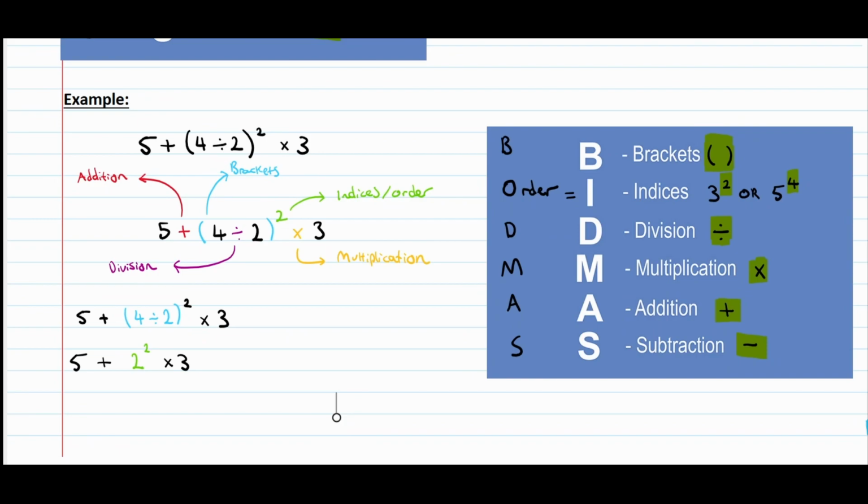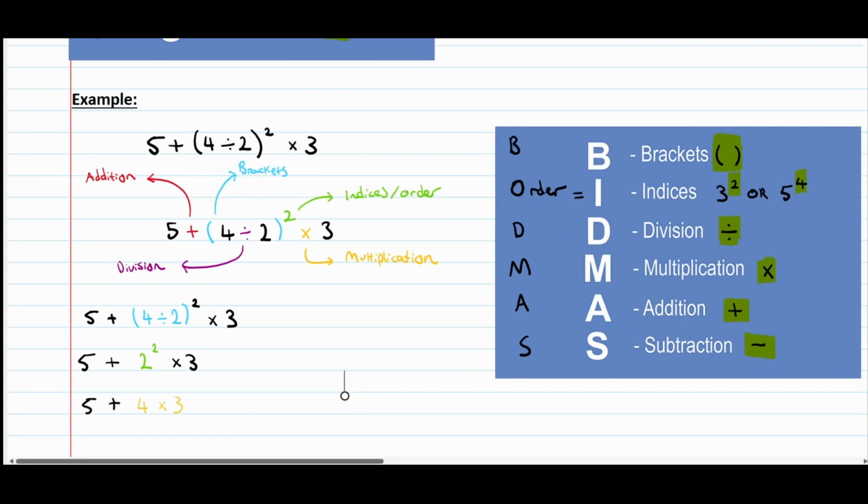And the next thing that we have is indices. After brackets, we have indices or order. And we have indices right here. We have the 2 squared highlighted in green, so we've got to solve that. We know 5 plus 2 squared times 3 is what we have left. So 2 squared is equivalent to 4. So now what we have is 5 plus 4 times 3. As you can see, the 2 squared becomes 4.